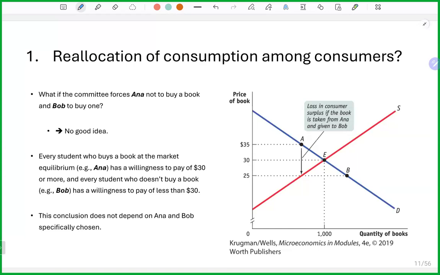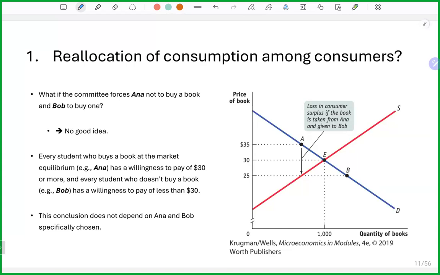Reallocate consumption of used textbooks. Change the allocation: take the book from Anna and allocate it to Bob. That's what the planner would do. And then think about it. Does it improve efficiency? Certainly that's not a good idea. Why? Because it will decrease the total welfare by how much?